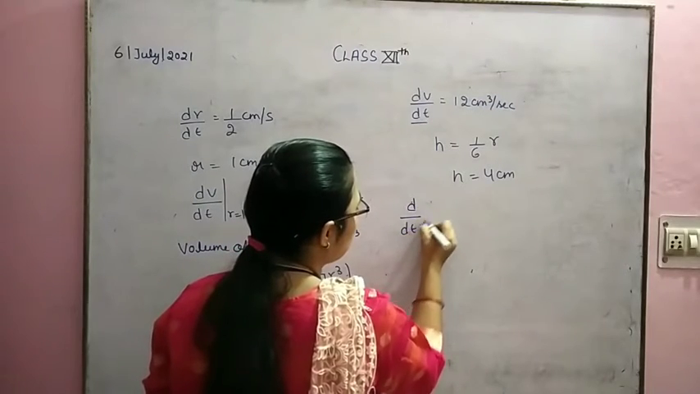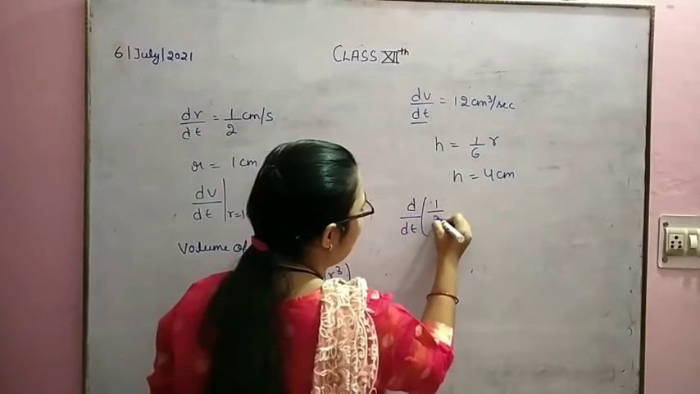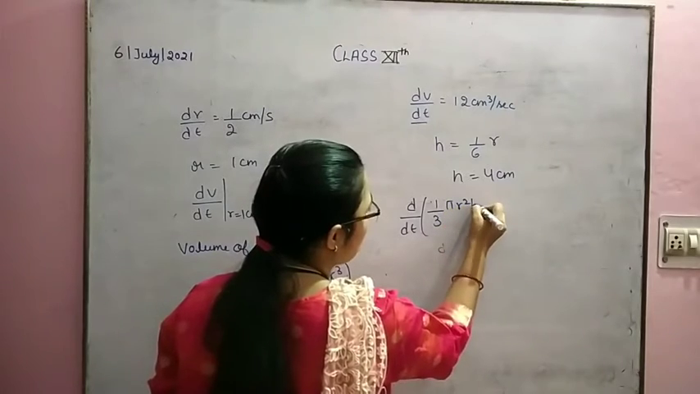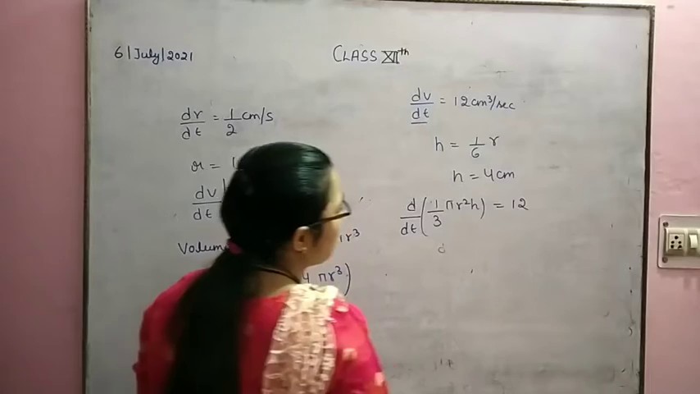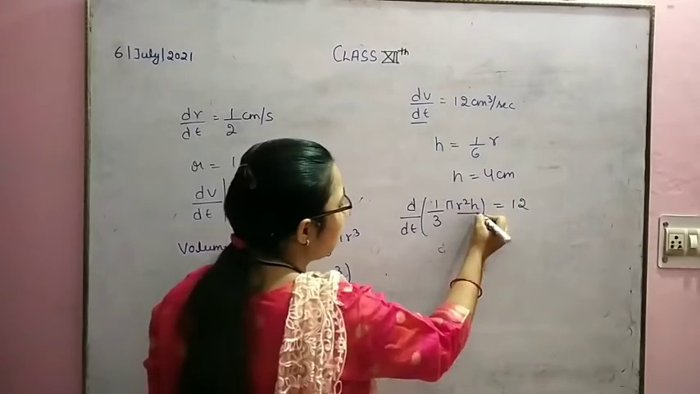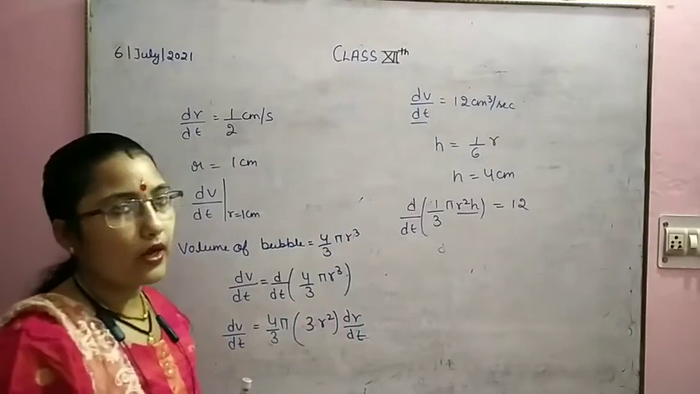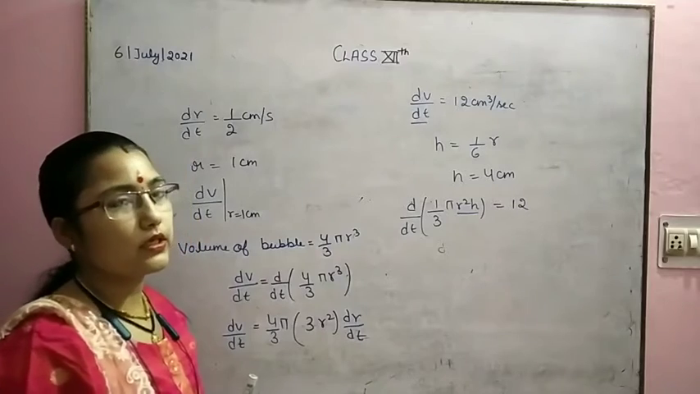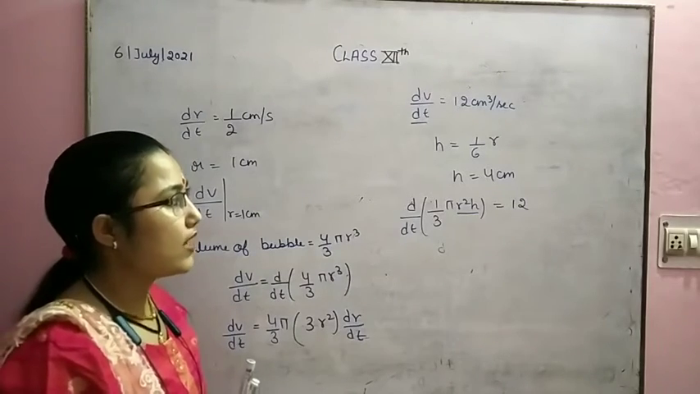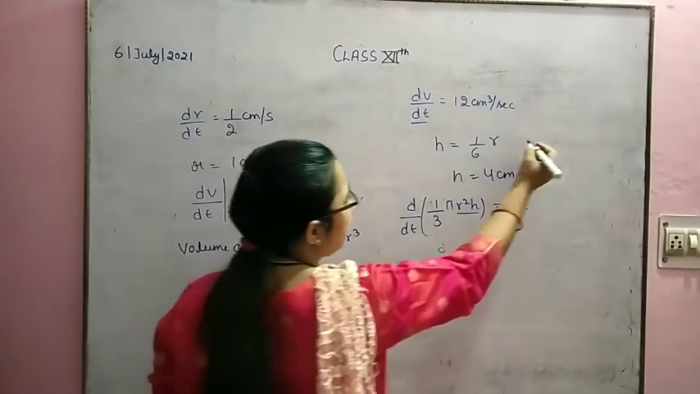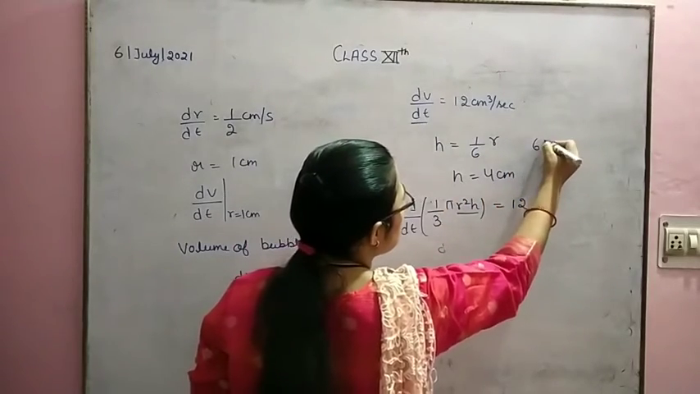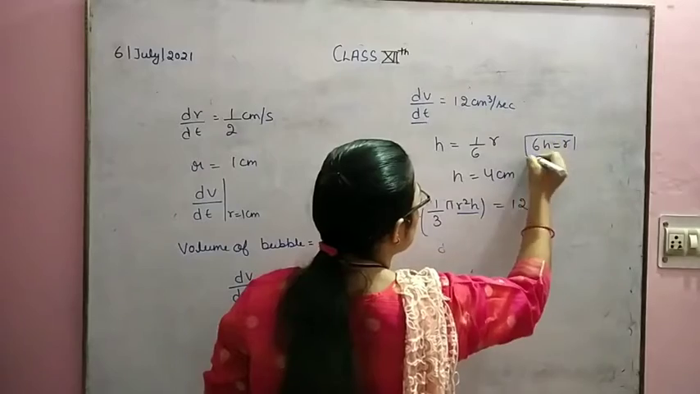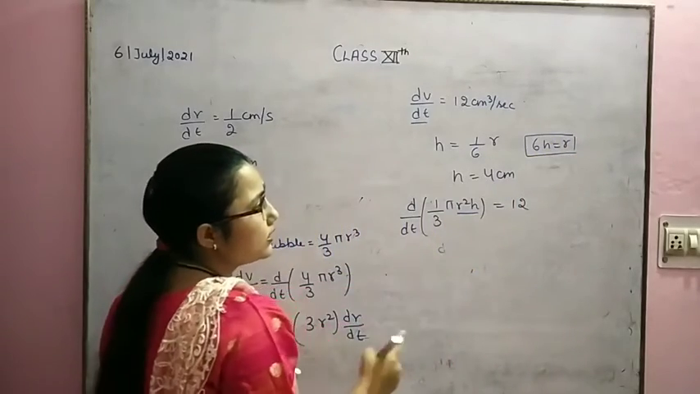So firstly, the volume of a cone is 1 by 3 pi r square h, and dV by dt equals 12. Now just convert the whole expression into one variable, that means in terms of r or in terms of h. So by the second information we get 6h equals r. So just put 6h in place of r.